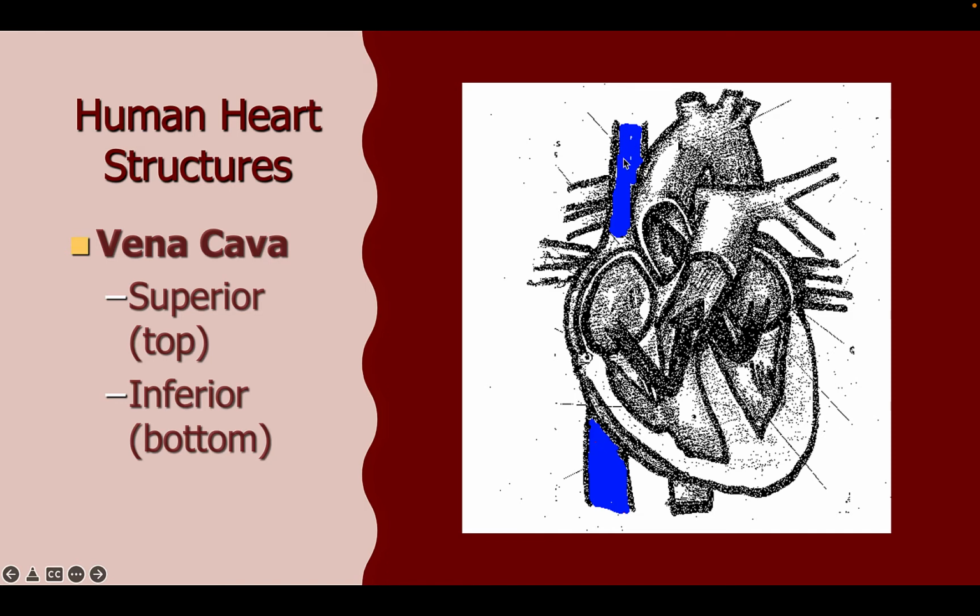We're coloring them blue here because they're deoxygenated blood. So we have the inferior vena cava coming up from the bottom of the body and the superior vena cava coming up from the top. And they both enter this right atrium.